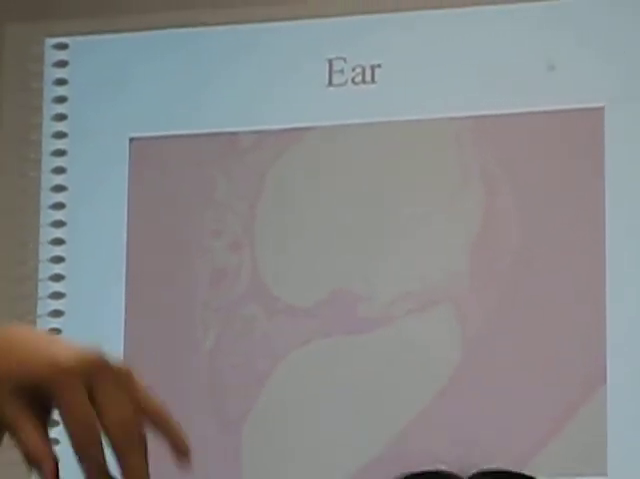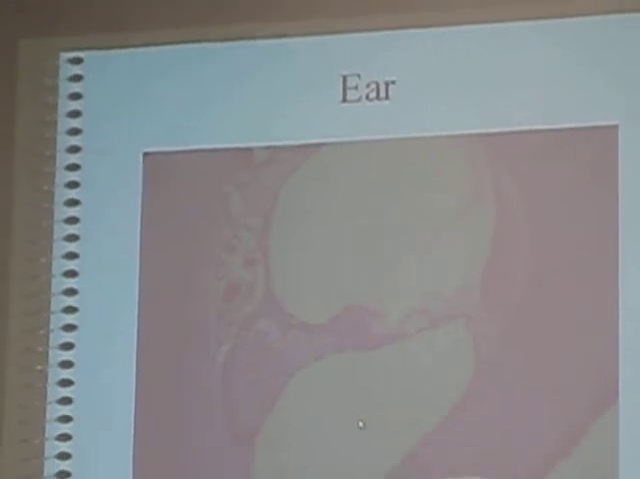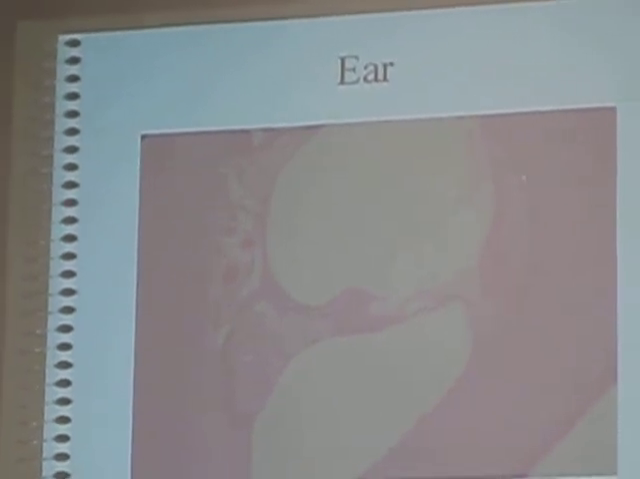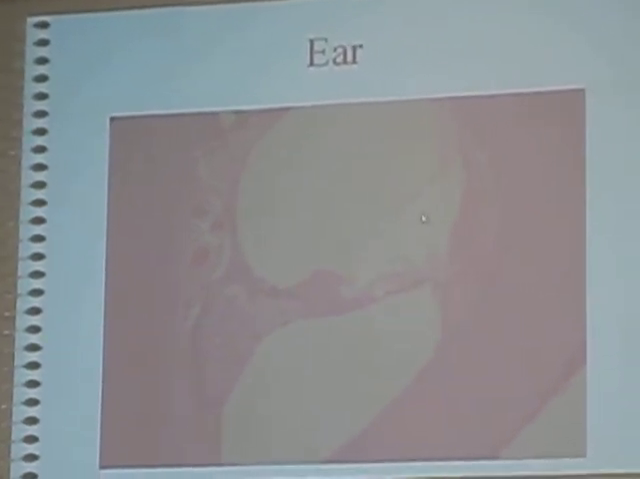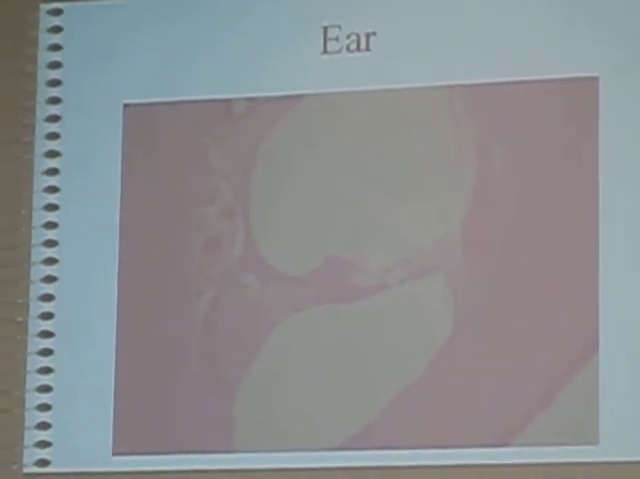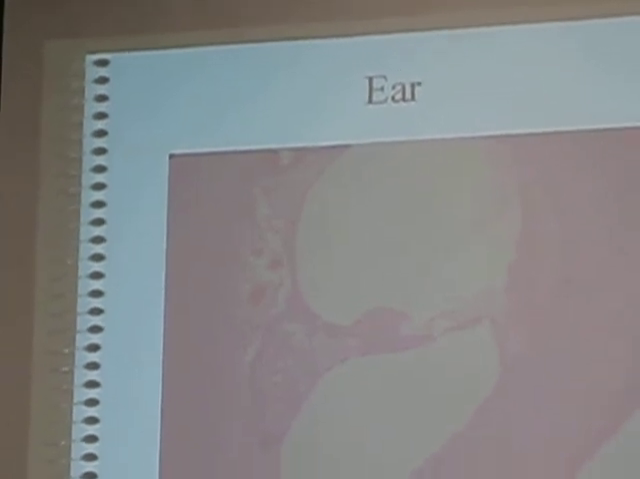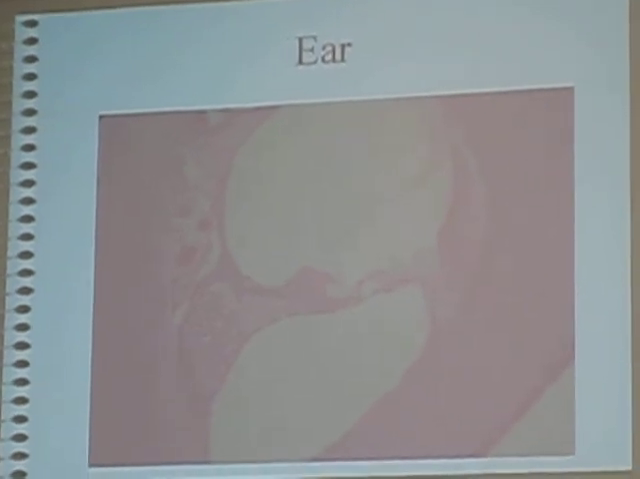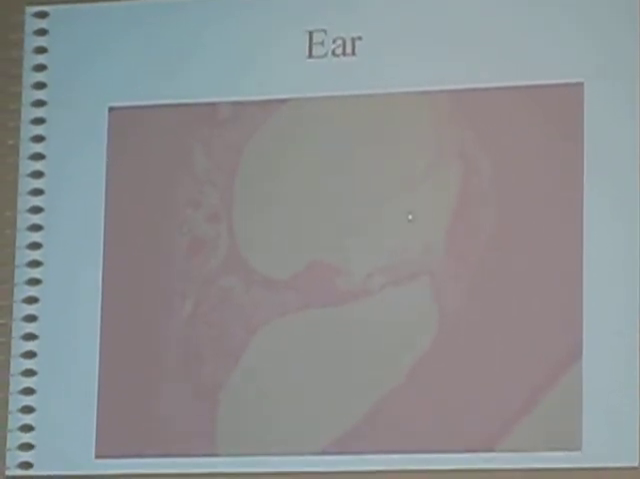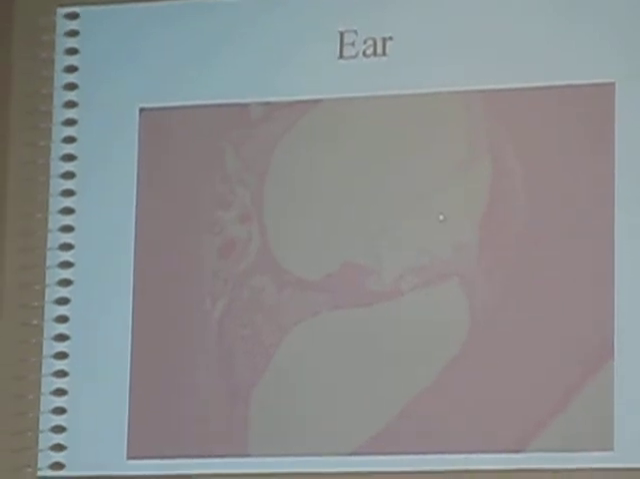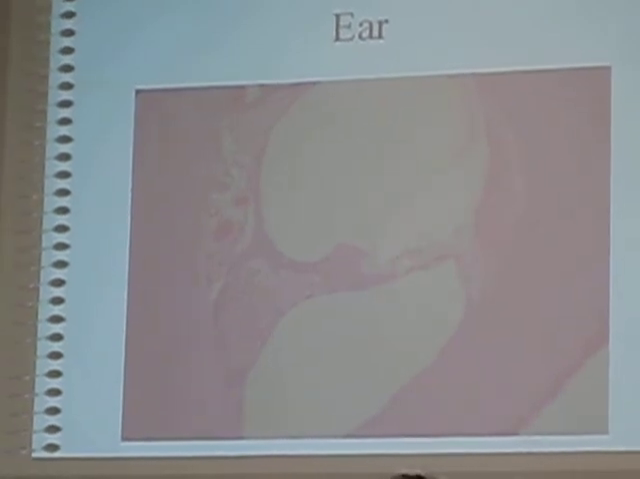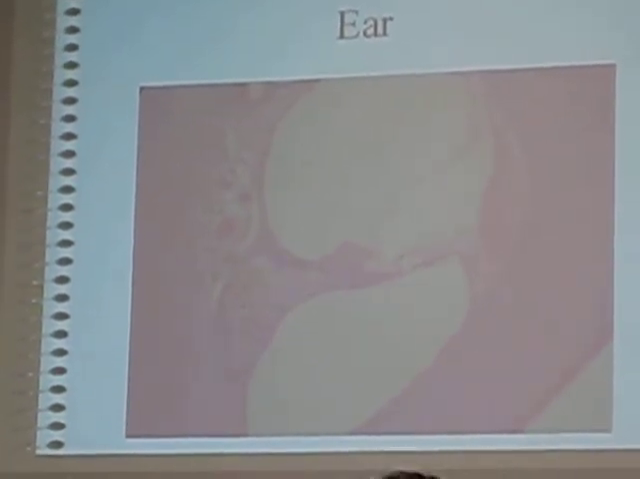Now, the top chamber, scala vestibuli, and the bottom chamber, scala tympani, are filled with perilymph, which is a fluid. The middle chamber, scala media, is filled with endolymph, which is also a fluid, but they're different viscosities. Their thickness is different. Scala vestibuli and scala tympani have perilymph, which is a different thickness or different viscosity than the endolymph in scala media. And you'll notice on your paper here, it says scala vestibuli filled with perilymph, scala media filled with endolymph, scala tympani filled with perilymph.